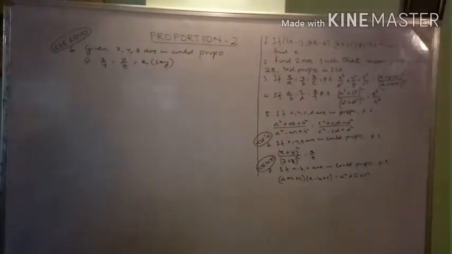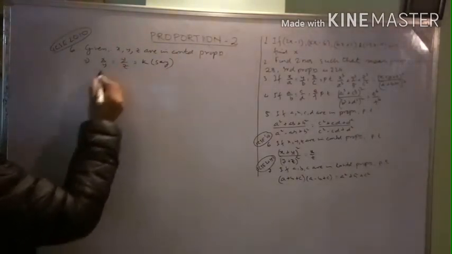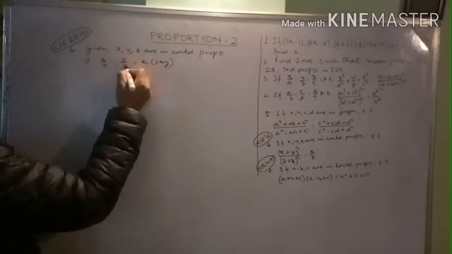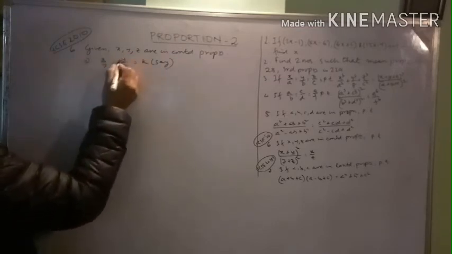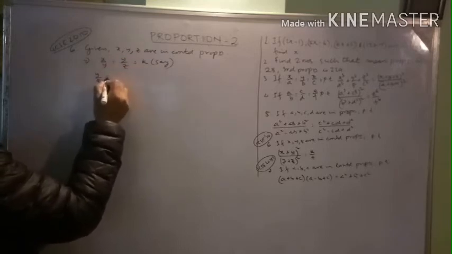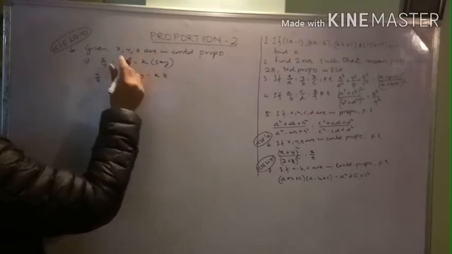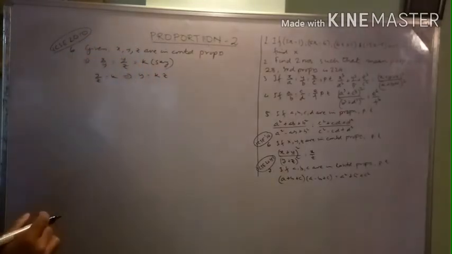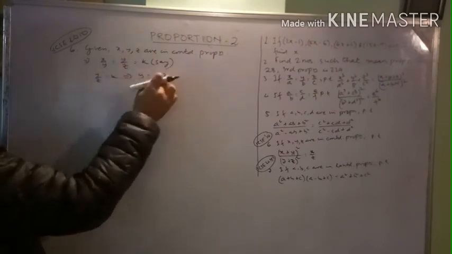So when it is continued proportion, since y is repeated here, begin with the last ratio, equate it with k and find the value. So write y by z equal to k, which implies y equal to kz. First take the last ratio and equate with k. So y equals k into z, kz.